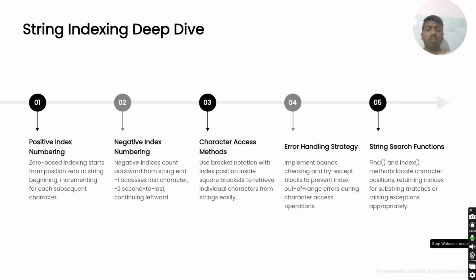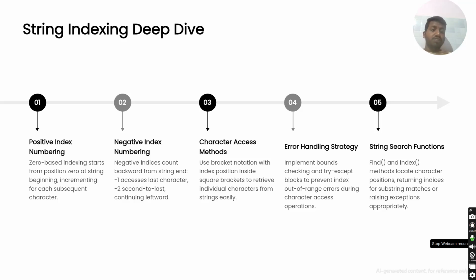So here we go with string indexing deep dive. Positive indexing starts from 0 and negative indexing starts from -1. Character access methods use bracket notation, with the index position inside square brackets, to retrieve individual characters from a string. Error handling strategy: implement bounds checking and try-except blocks to prevent index out of range errors.